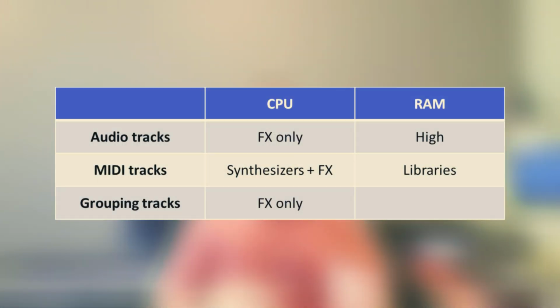Before we go to routing, I wanted to show you a simple chart with an overview of your computer's resources required for these tracks. Audio tracks will need a lot of RAM because you'll be dealing with uncompressed audio, and you'll need CPU only for any applied effects. MIDI tracks, depending on the virtual instrument, will need CPU or RAM or both. If you apply additional effects, more CPU will be needed. Grouping tracks, as they don't contain any sound sources, only require CPU for any processing through effects.